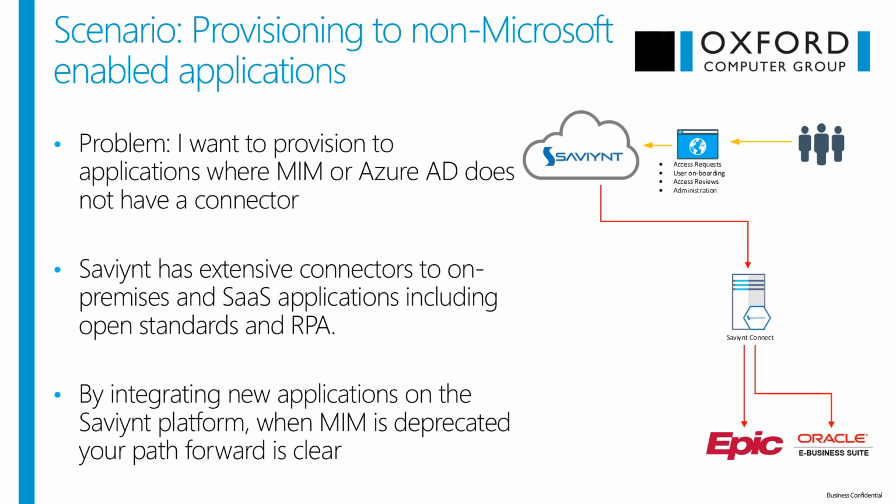Additionally, new applications that you onboard in the future should be connected in this manner, right? So we had MIM, but MIM's not going to have an Epic connector or an Oracle e-business suite connector that can do all the fine-grained entitlement items that Saviynt can do. And so basically you're allowing yourself to pivot in a slow, methodical manner over into a new platform as MIM is deprecated in the future.